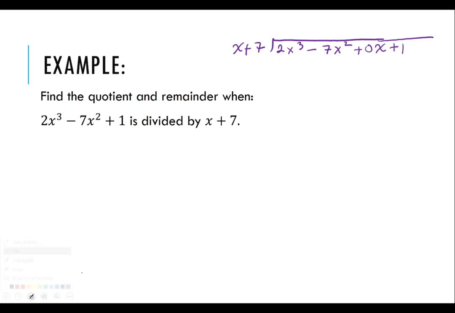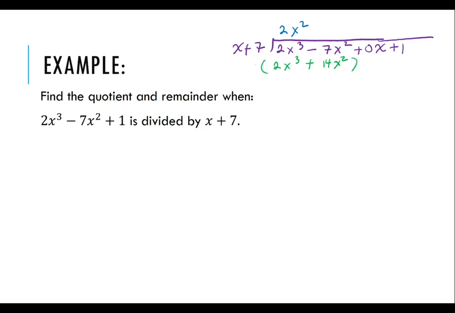So then, first step, what number times x will give us 2x cubed? Well, that answer is 2x squared. Step 2, multiply. 2x squared times x is 2x cubed. 2x squared times 7 is positive 14x squared.